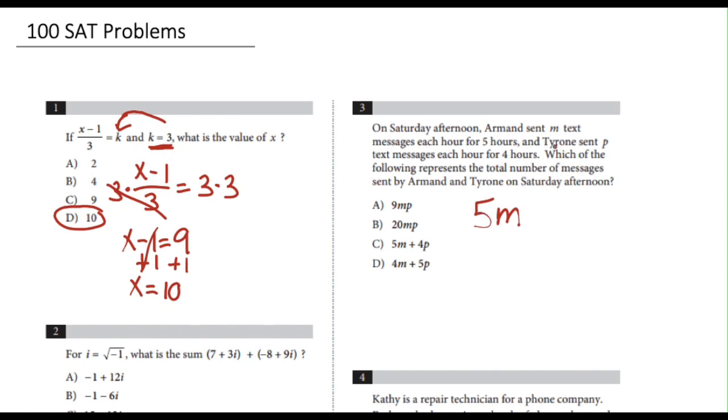We're going to do the same thing with Tyrone. Tyrone sent P text messages each hour for 4 hours. We multiply these two values to give us how many text messages Tyrone sent in total. And to find between the two of them how many text messages they sent together, we're going to add these two values together. And finally, the answer is 5m plus 4p, which will be answer choice C.